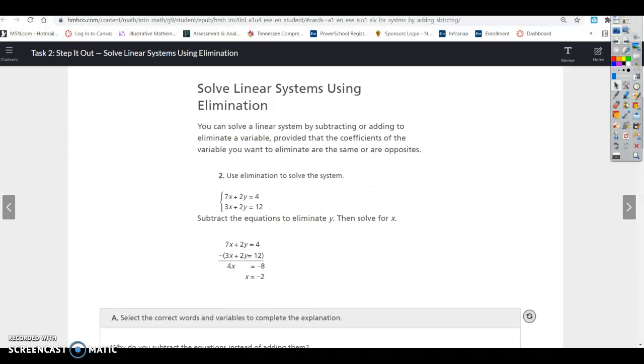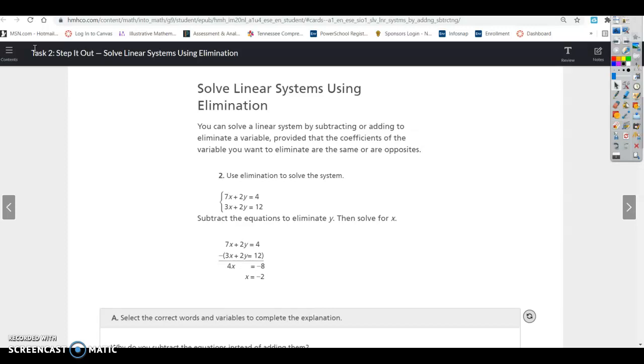All right, this is 9.3, task 2. Solve linear systems using elimination. You can solve a linear system by subtracting or adding to eliminate a variable, provided that the coefficients of the variable you want to eliminate are the same or opposite. Use elimination to solve the system.